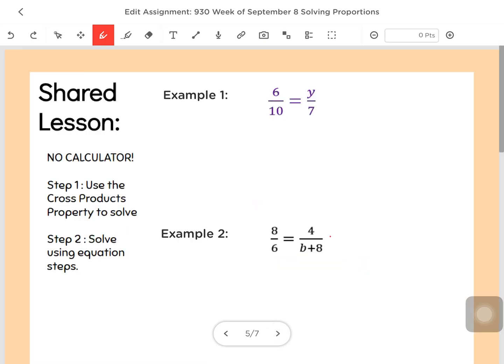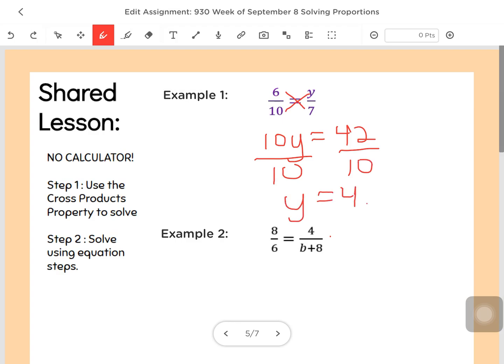All right, let's go ahead and look at the next one. So now that we know that you can use cross products to solve proportions, we're going to try to do that. So with example 1, we're going to set this up using cross products. It doesn't matter the order that you go in as long as you're multiplying what's on the diagonal. So 10 times y is 10y. 7 times 6 is 42. We're going to divide both sides by 10 in order to solve for y. So y is going to equal 4.2.